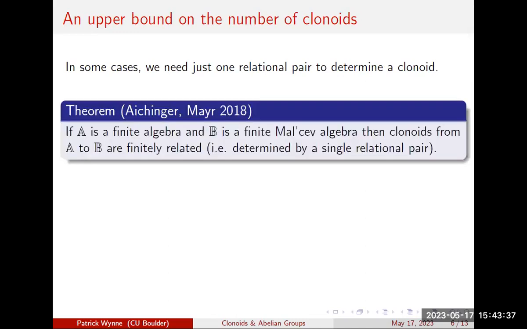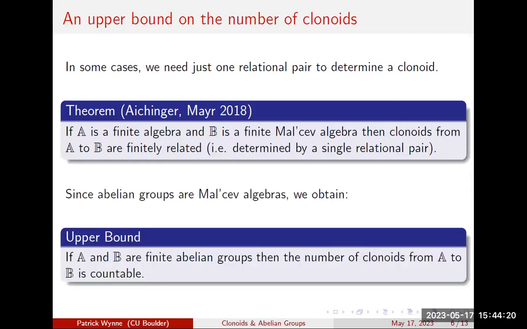So a theorem by Erhard Aichinger, as well as Peter Mayr, says that if we have a finite algebra A and a finite algebra B, where B is a Mal'cev algebra, so this has a Mal'cev term, then actually the clonoids from A to B are finitely related. They're related by just finitely many relational pairs, and then from there we can get that actually this clonoid is given by just a single relational pair. So of course now, since clonoids are determined by a single relational pair, where B has a Mal'cev term, then this gives us that at most there can be countably many clonoids.